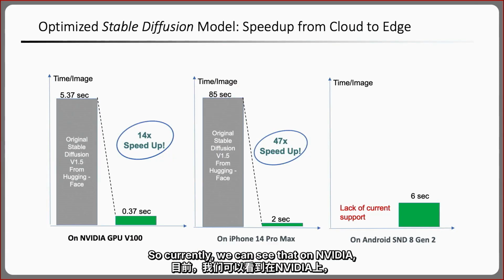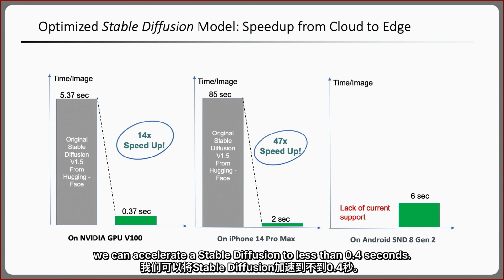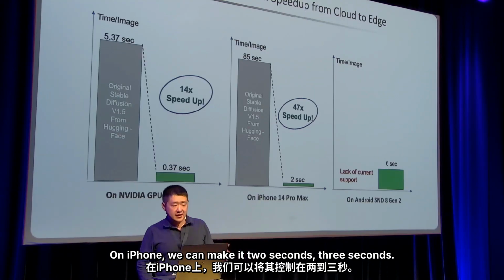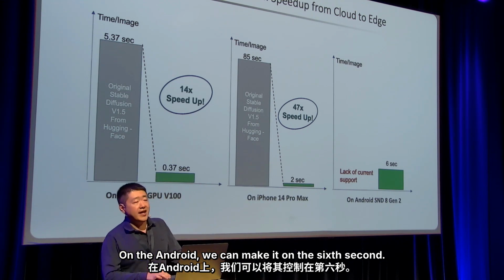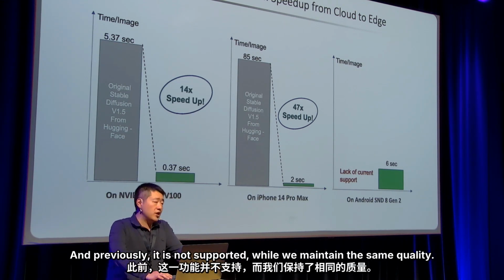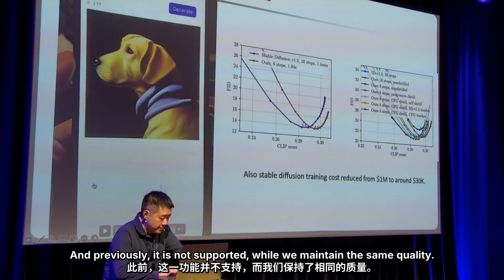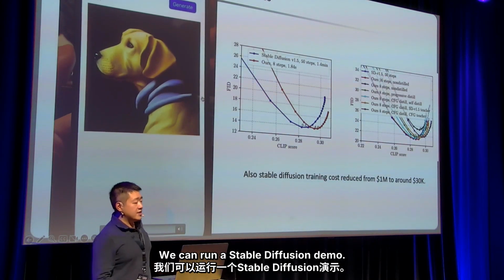So currently, we can see that on NVIDIA, we can accelerate Stable Diffusion to less than 0.4 seconds. On iPhone, we can make it 2 to 3 seconds. On Android, we can make it 6 seconds, and previously it was not supported, while we maintain the same quality. We can run a Stable Diffusion demo.